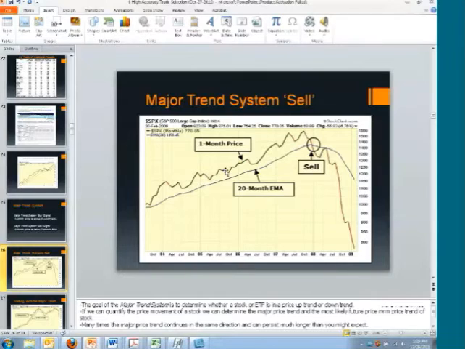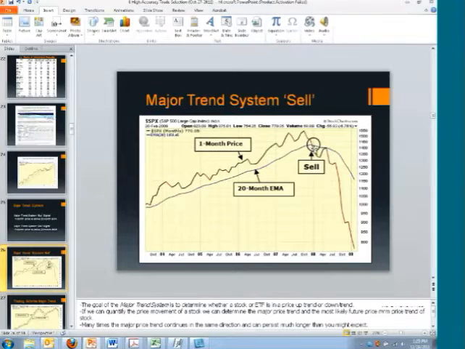And we can see from 2003 up until about December of 2007, the S&P was on a buy signal. So you caught this bull market here. But then once the 1-month price dropped below the 20-month EMA right here, I circled this sell signal at the end of 2007. At that point, the S&P was on a major trend sell signal.